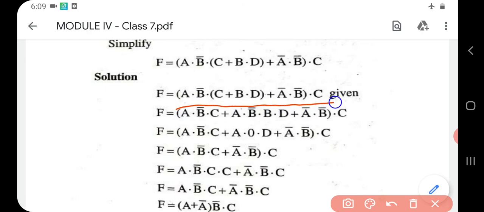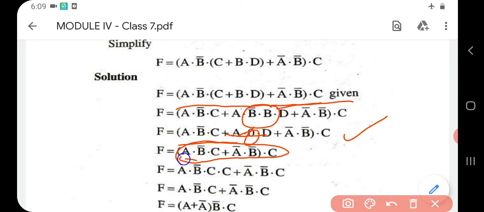A bar dot b bar c plus a dot b bar c plus a dot b bar dot bd plus a bar dot b bar dot c. Okay. Now this is kept as such. Here b bar dot b is actually 0, as per the theorem. Then d, then everything is kept as such. So this becomes 0. So you will be having only this one.